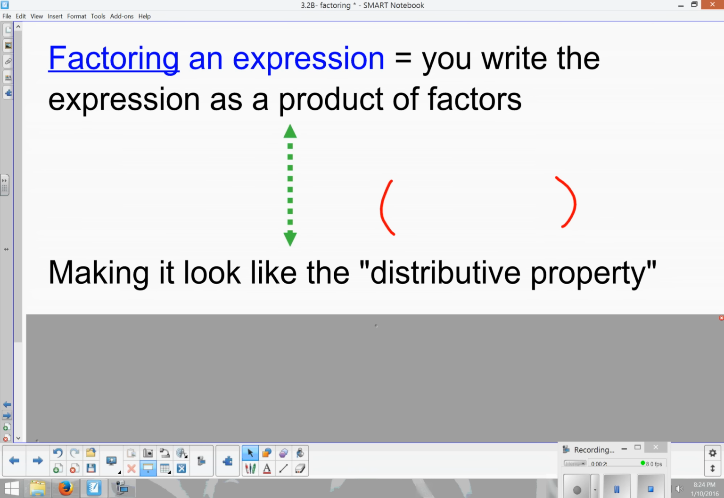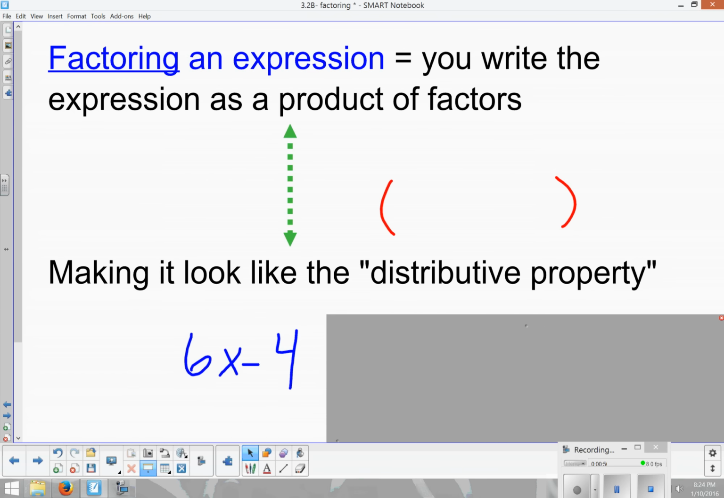Our only vocabulary today is factoring. Factoring an expression is when you write the expression as a product. When you write something as a product, we can often use parentheses. I think about factoring an expression as making it look like the distributive property, which requires parentheses, so it requires grouping. Here is an example, 6x minus 4.